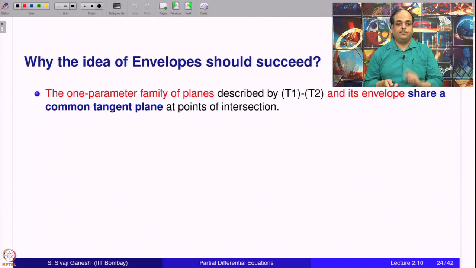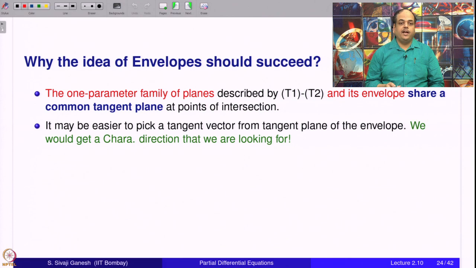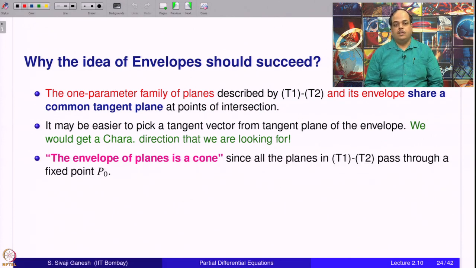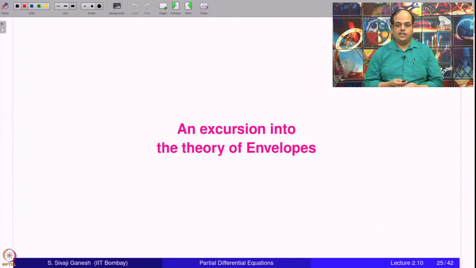which was the case for quasilinear. So, it may be easier to pick a tangent vector from the tangent plane of the envelope. We would get a characteristic direction that we are looking for. The envelope of planes is a "cone", I have put it in quotes because I am going to explain later, since all the planes pass through a fixed point P0. So, a generator of a cone may be chosen as the characteristic direction, that was the idea. Now, let us have a brief excursion into the theory of envelopes.